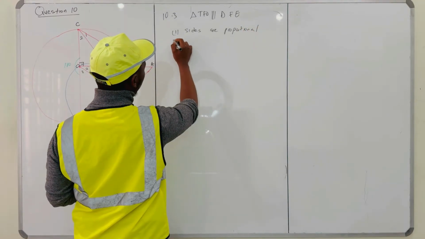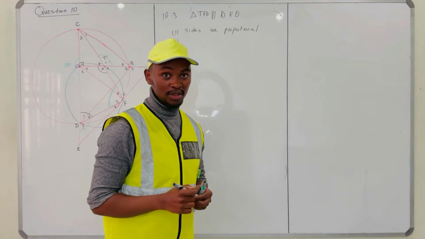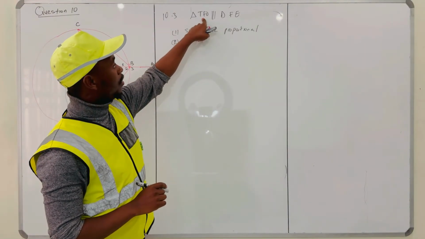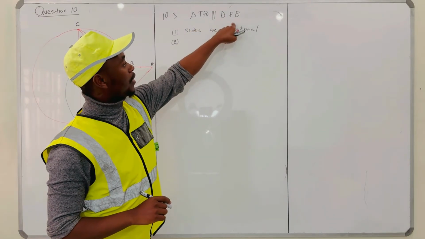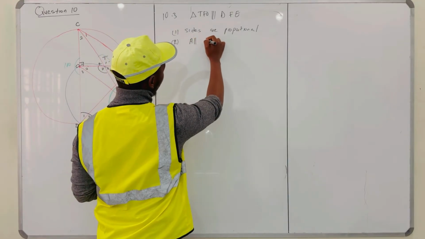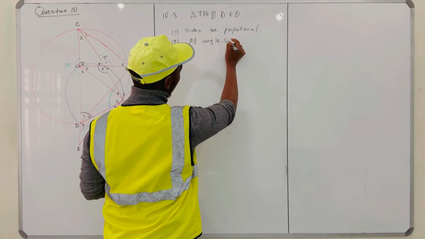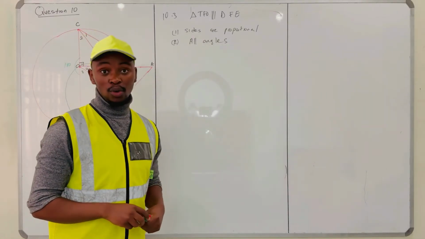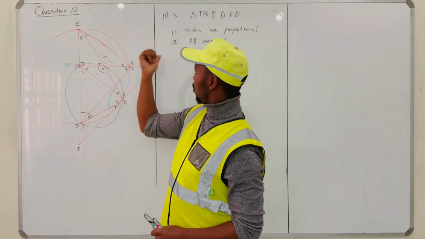Or all the angles correspond. So we have angles that are in triangle TFO that are also in triangle DFE. So we can go for all angles. All right, for now, let's stick to these first two, and let's see if we can go about proving this question, maybe using one of these two.